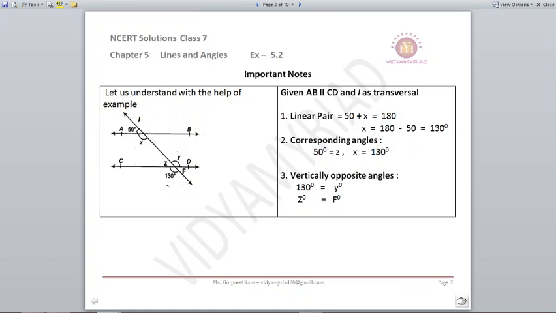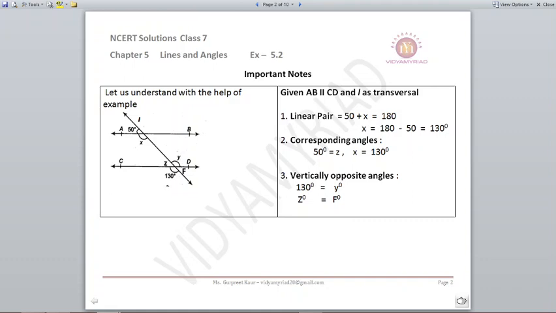With the help of linear pair, we found that x is equal to 130, and 130 is already given below. So with the help of corresponding angles, I can also say that x is equal to 130 degrees because of the parallel lines and corresponding angle property. I can calculate it with the help of linear pair, and I can find it out with the help of corresponding angles. Both the methods are correct.